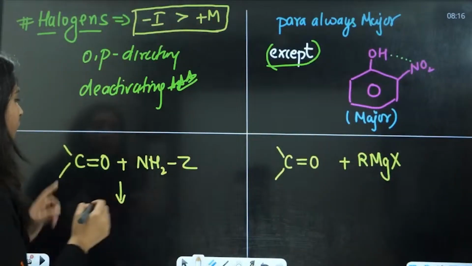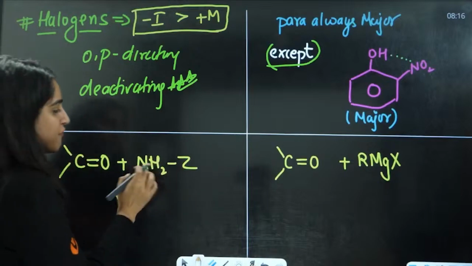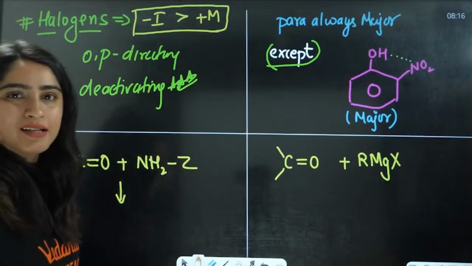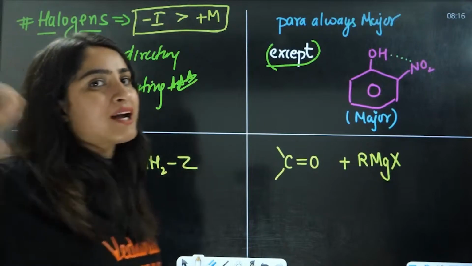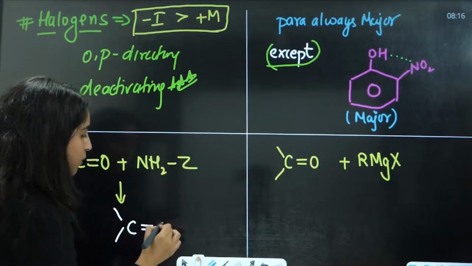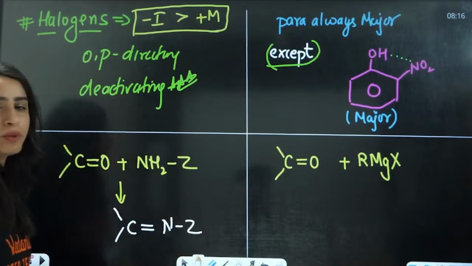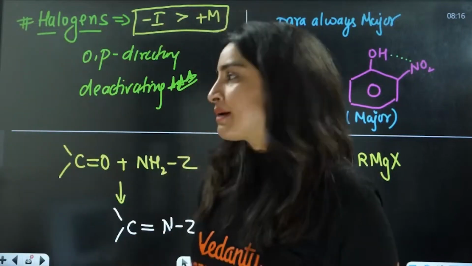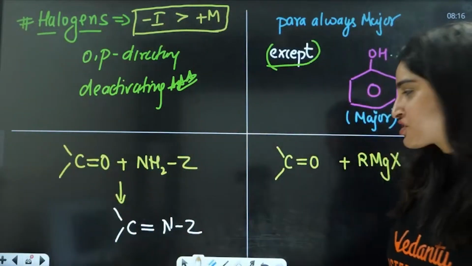Now if you have a carbonyl compound and you have NH2Z here, Z can be anything, you have a proper chart in your NCERT for this, right? What are the products here? This will be C double bond NZ. This is going to be the product here. Schiff's base, oxime, all these things will be formed from this reaction, right?